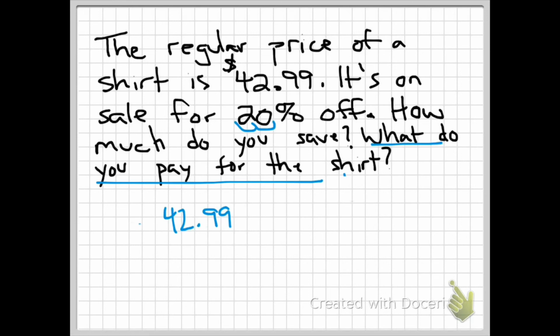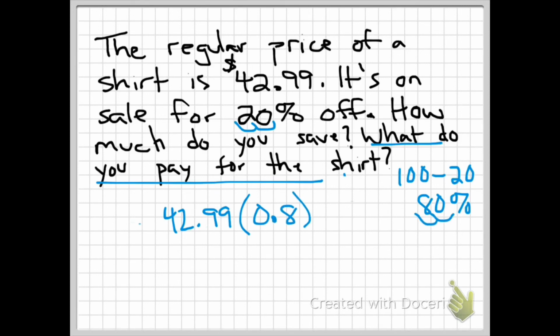So what ends up happening is that we're going to take 100%, which is if we paid for the whole shirt, and subtract that with 20%, which leaves us with 80%. So we're actually only going to pay 80% of the shirt. So what we can do there is, once we get that, we're going to take this, multiply it with 0.8, remember, because we want to convert this to a decimal. And when we multiply that with 0.8, boom, we still get $34.39 for what we're going to pay for the shirt.